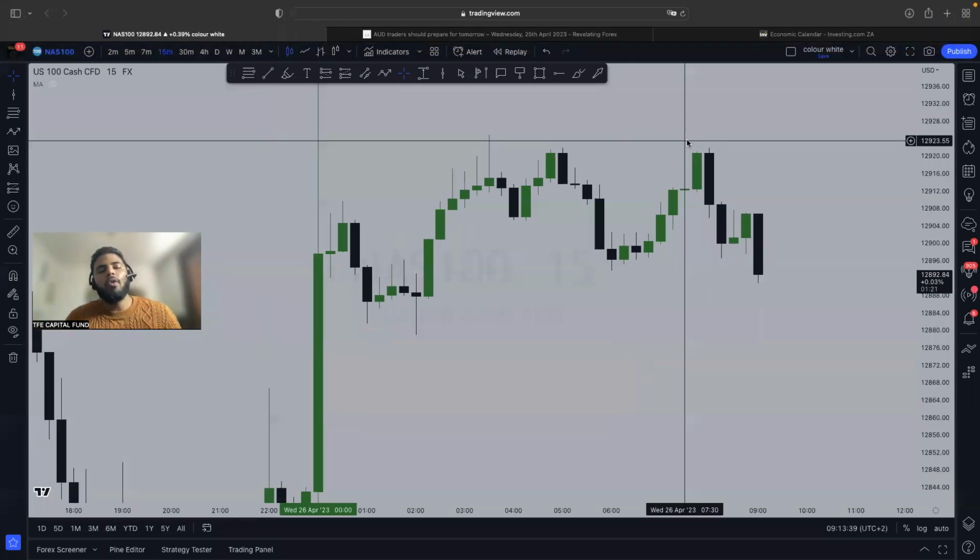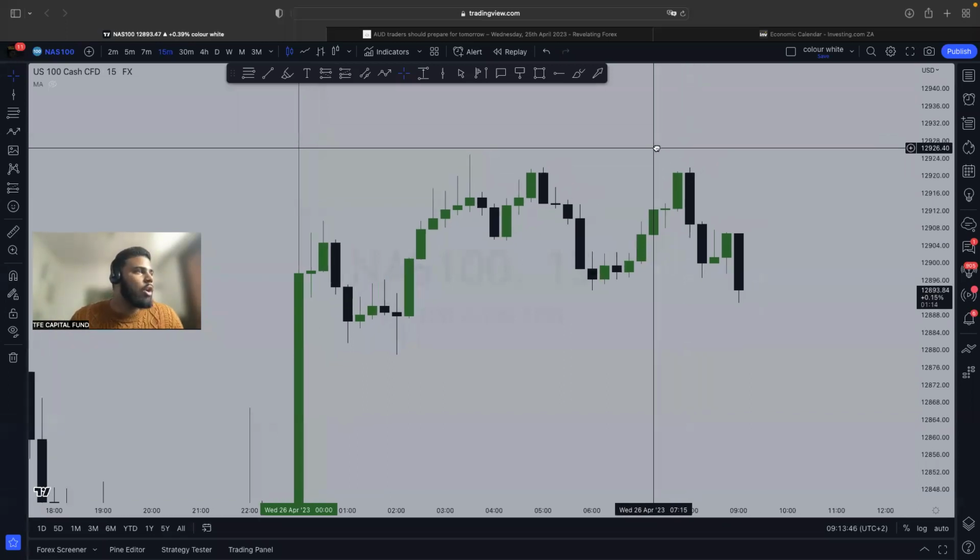So right now we're going to go over what NASDAQ will potentially do for the day. Are we buying? Are we selling the NASDAQ market? Now let's go over this, traders.